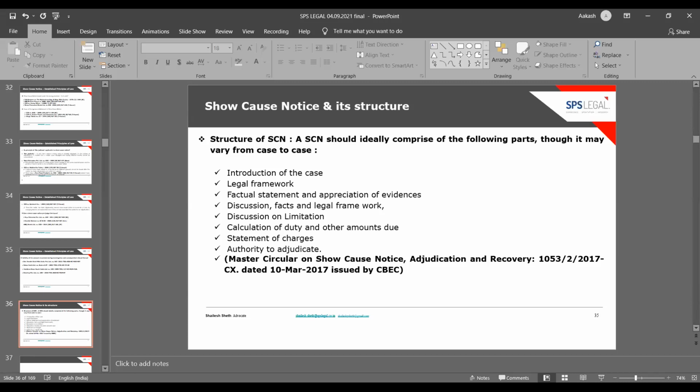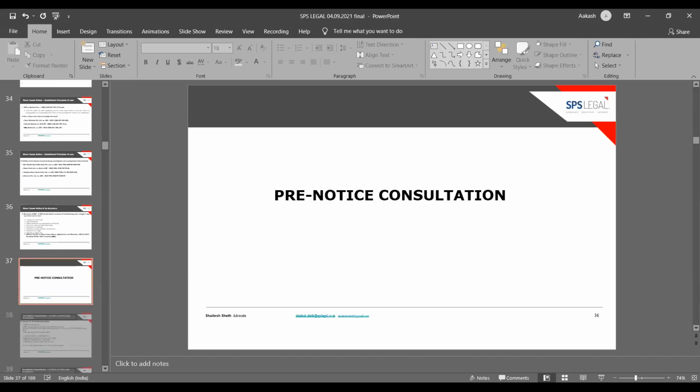should not be imposed, and the SCN recipient is hereby required to respond within 30 days of the receipt of this notice. And if he fails to do so, file the reply within 30 days or does not appear for hearing, the case will be adjudicated on the basis of the records. And then the last paragraph will be, this notice is issued without prejudice to any other action which may be taken under any other law for the time being in force. I'll come to this part also when we deal with the adjudication.